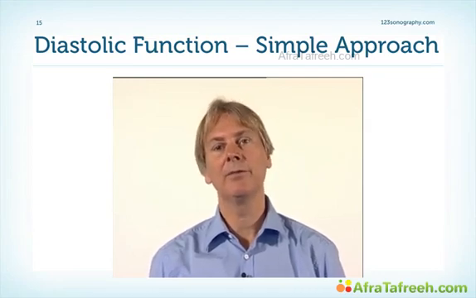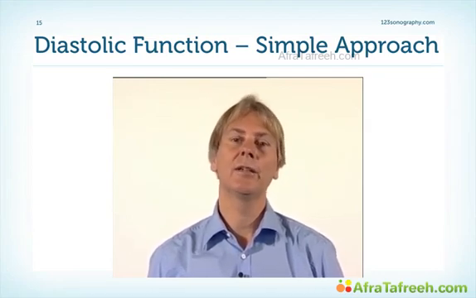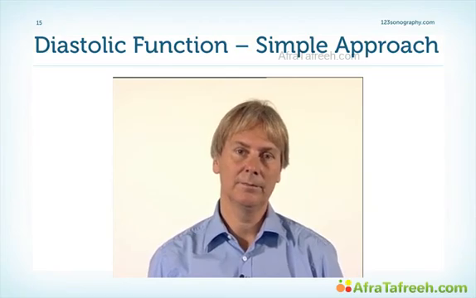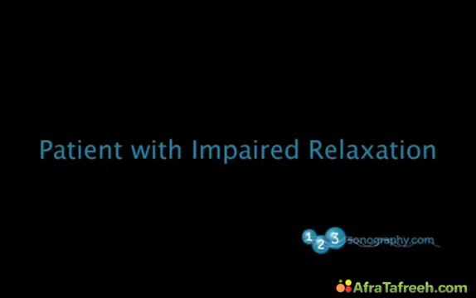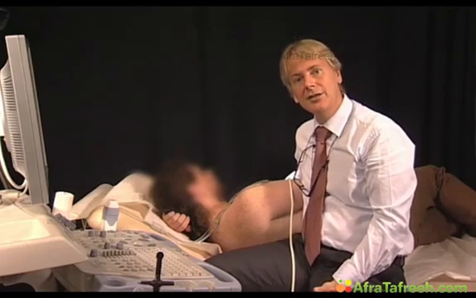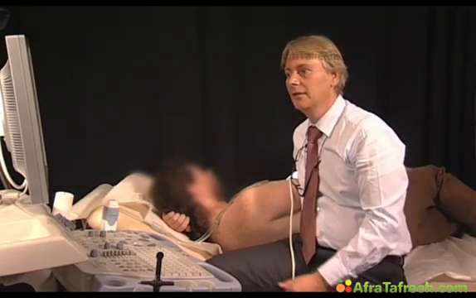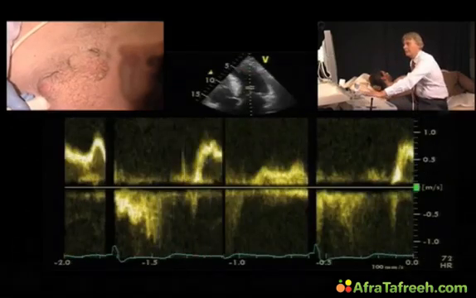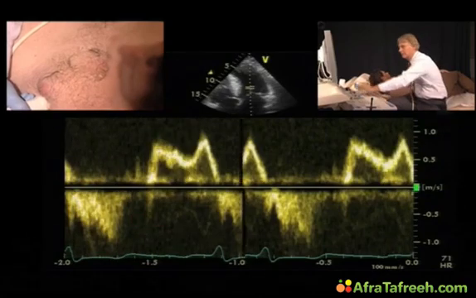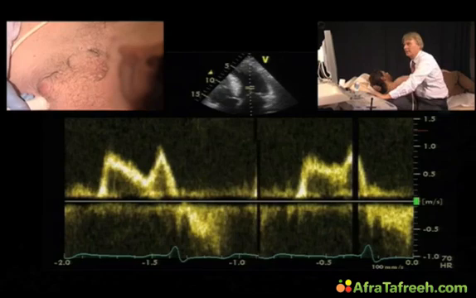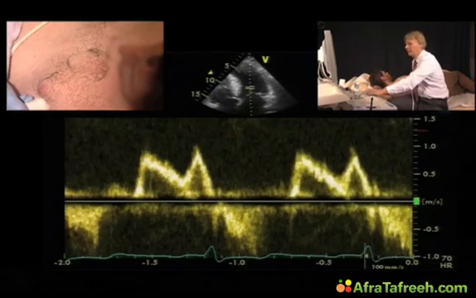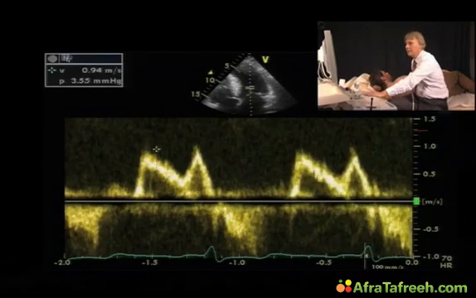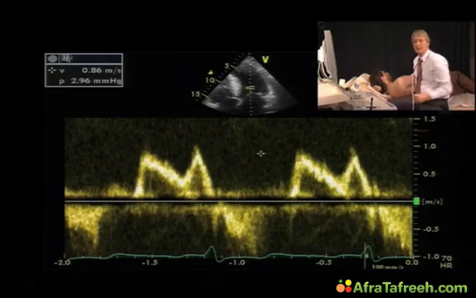Here's a demonstration of a patient which shows you how you can apply these rules. Let's look at diastolic function in this patient. Let's start with the mitral inflow signal. Okay, so we freeze the image here, and we can immediately see that the A wave is taller than the E wave. So this shows that the patient has impaired relaxation.